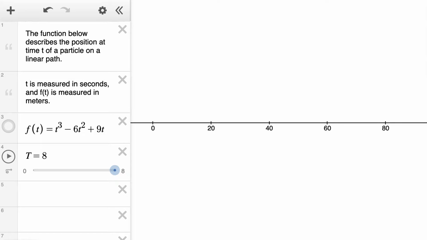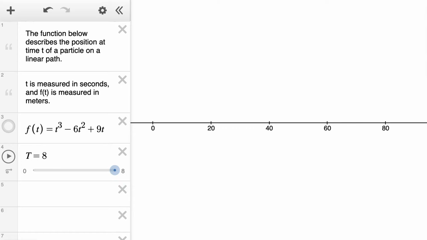In this example, we are going to look at a function that describes the position of a particle along a linear path at a given time t. This is f of t equals t cubed minus 6t squared plus 9t. In this case, t is going to be measured in seconds and f of t in meters.